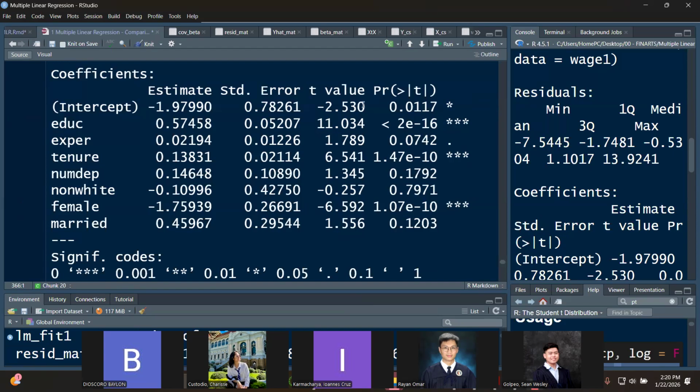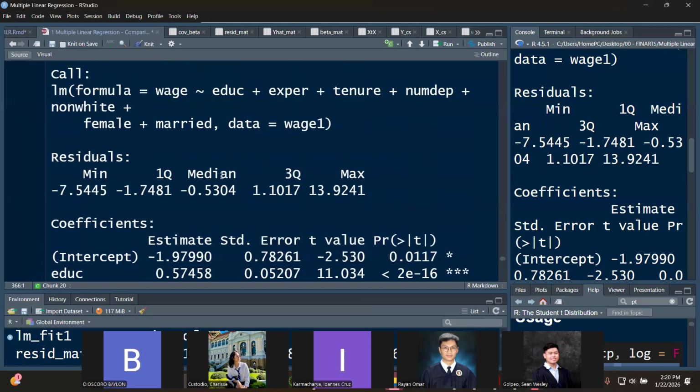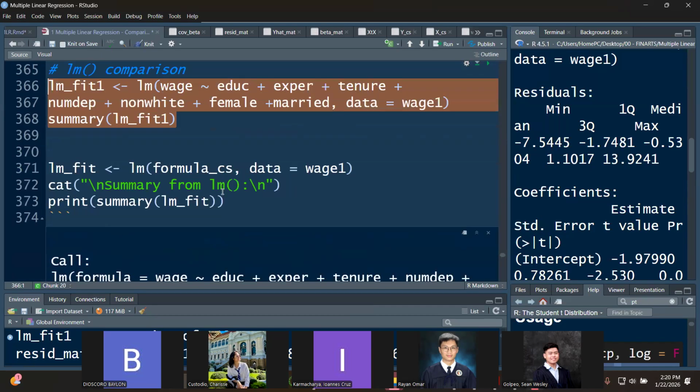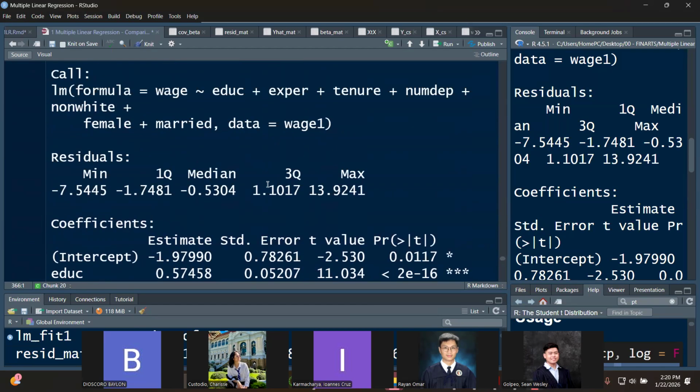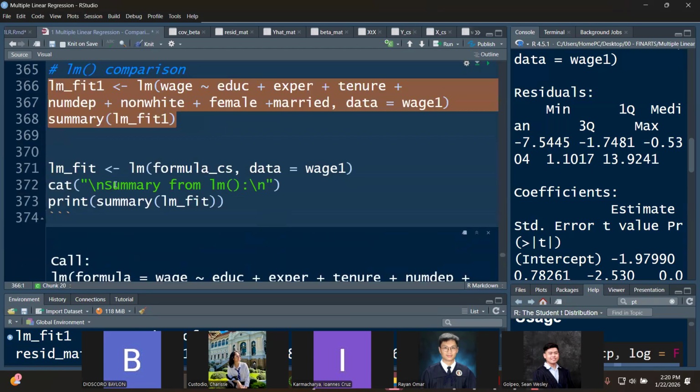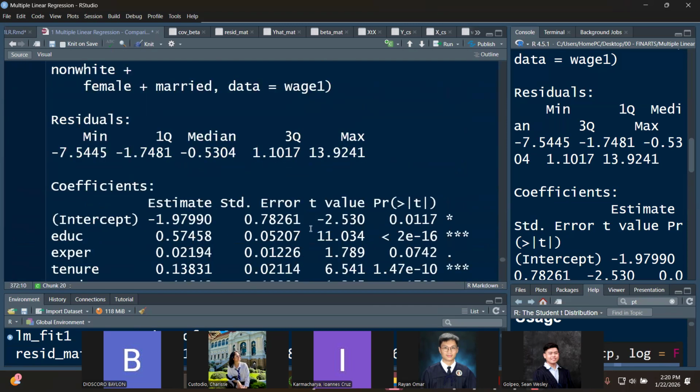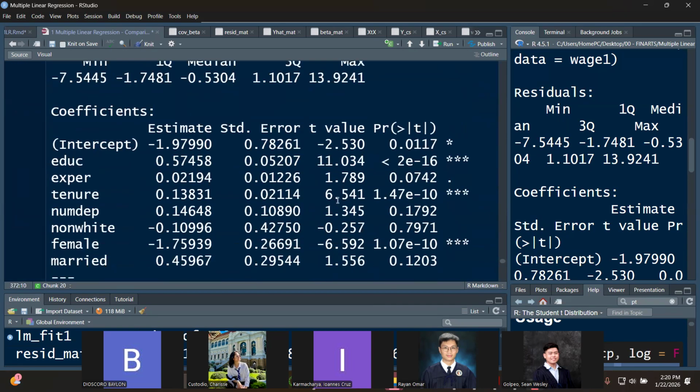T-value, just divide the estimate by the standard error. Okay, and then yung p-value, ito na yung pt function natin. So all of this, class, we were able to produce using lahat ng mga functions natin. Okay? But in one function, lm lang, class, lahat na-generate na. Okay? But we're confident that we were able to generate this also.